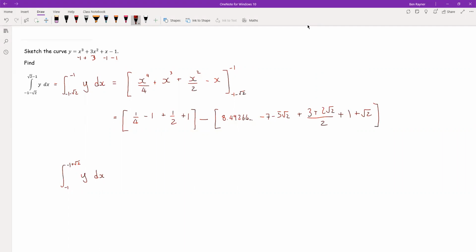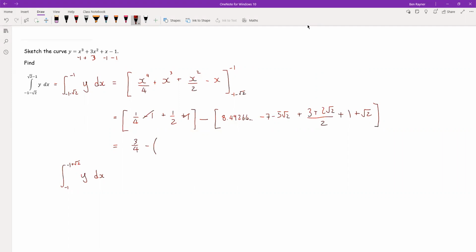Now, this -1 and +1 will cancel out. So I've just got a quarter plus a half, which we hope we know is 3/4. And then I've just got this mess to deal with in here. Now, what I could have done is just put all that in at once, which I am actually doing now. So I'm just coding my calculator to do all that at once. So I'm going to put -1 minus root 2, and then put that in my calculator. And then I'm going to put ans to the power of 4 divided by 4, plus ans cubed, plus fraction button, ans squared, and then over 2, and then minus ans.